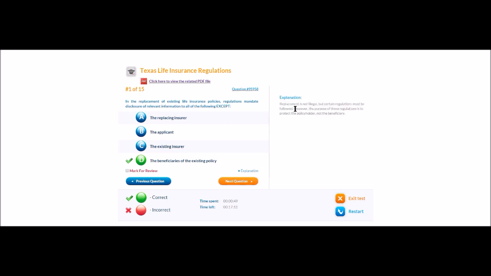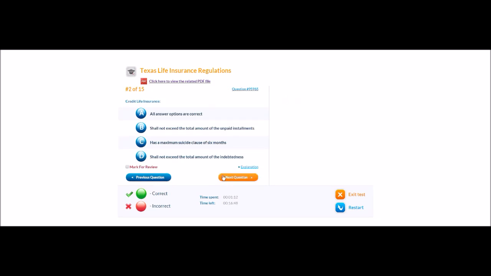Explanation. Replacement is not illegal, but certain regulations must be followed. However, the purpose of this regulation is to protect the policyholder, not the beneficiary. So the correct answer here is D, the beneficiaries of the existing policy. Next, number 2.